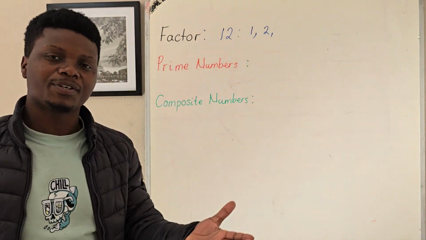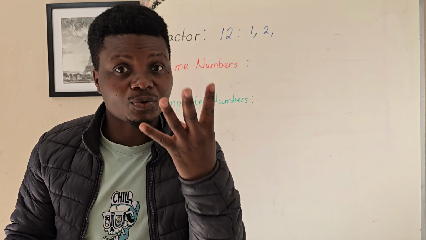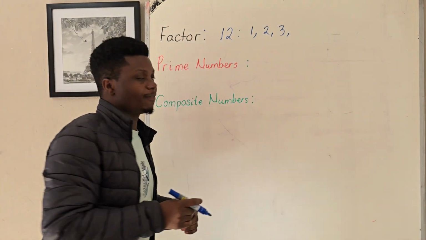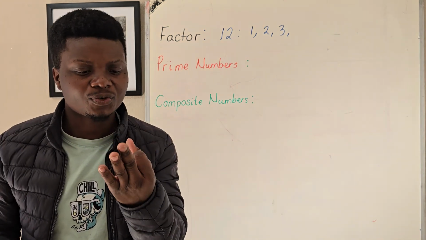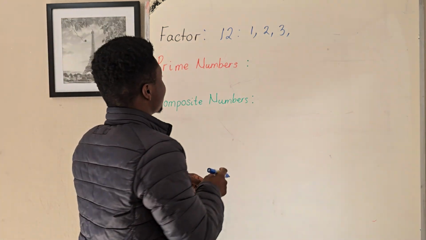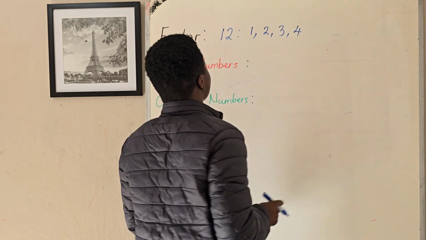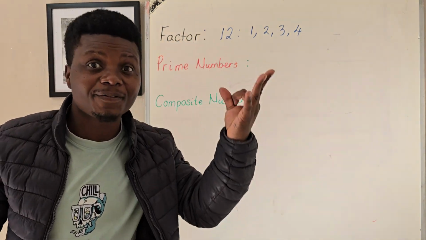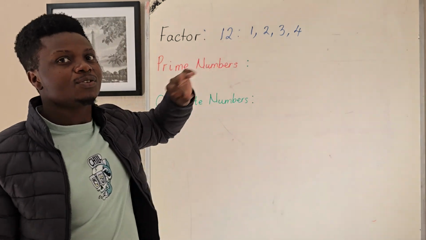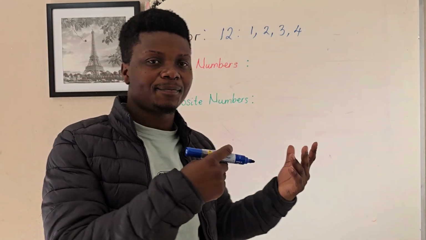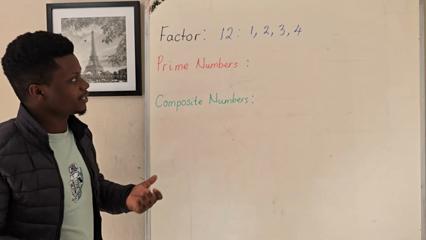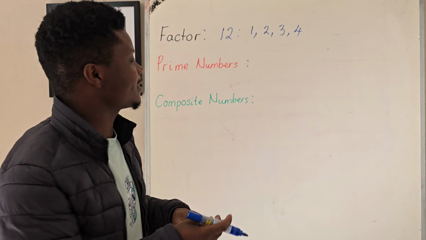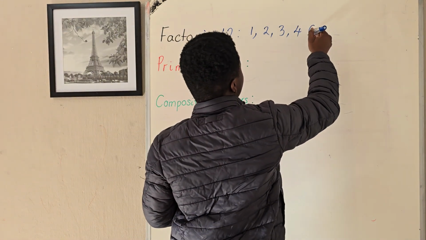Let's check 3, let's count in 3s. 3, 6, 9, 12. So 3 also is a factor of 12. Let's check 4. 4, 8, 12. 12 again, so 4 divides 12. Let's check 5. 5, 10, 15. I'm already at 15. I have passed 12. So 5 is not a factor of 12. Let's check the next number, which is 6. Let's count in 6. 6, 12. So 6, that's also a factor of 12.